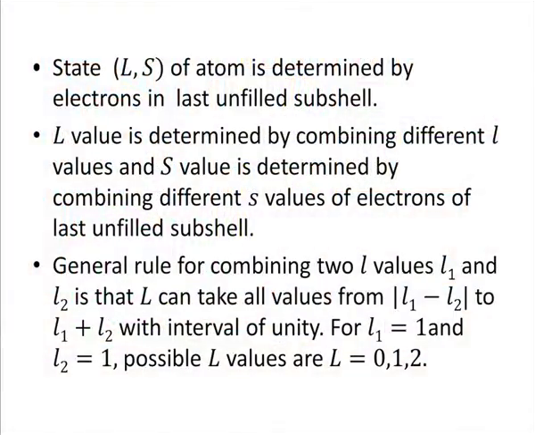The general rule for combining two l values l1 and l2 is that capital L can take all values from mod of l1 minus l2 to l1 plus l2 with an interval of unity. For example, for l1 equal to 1 and l2 equal to 1, possible capital L values are 0, 1 and 2, that means 1 minus 1 to 1 plus 1, 0 to 2.